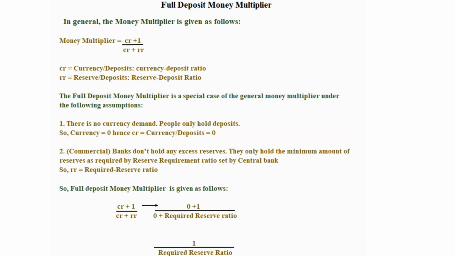So when in our money multiplier formula, we put currency deposit ratio equal to 0 and reserve deposit ratio equal to the required reserve ratio, we get a full deposit money multiplier as 1 divided by the required reserve ratio. So it's just a special case of the general money multiplier under two assumptions. Number one, people don't hold any currency, and number two, banks don't hold any excess reserves.